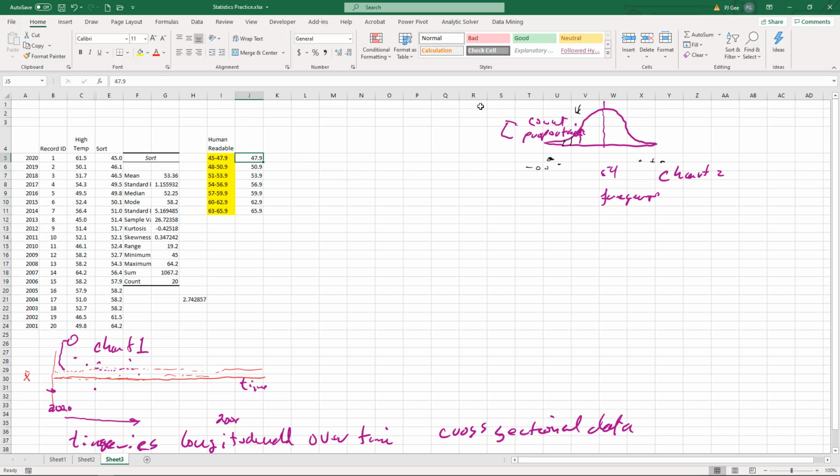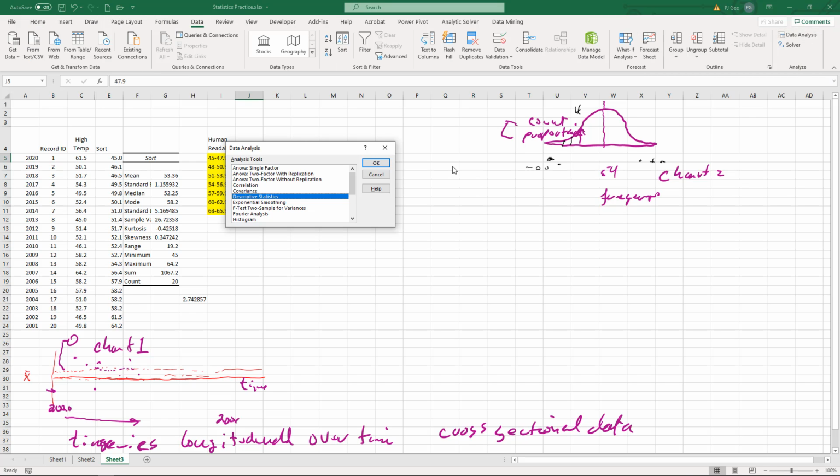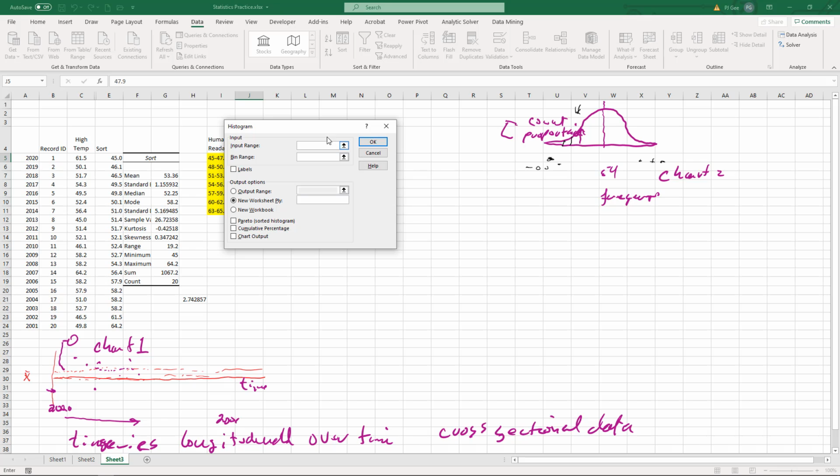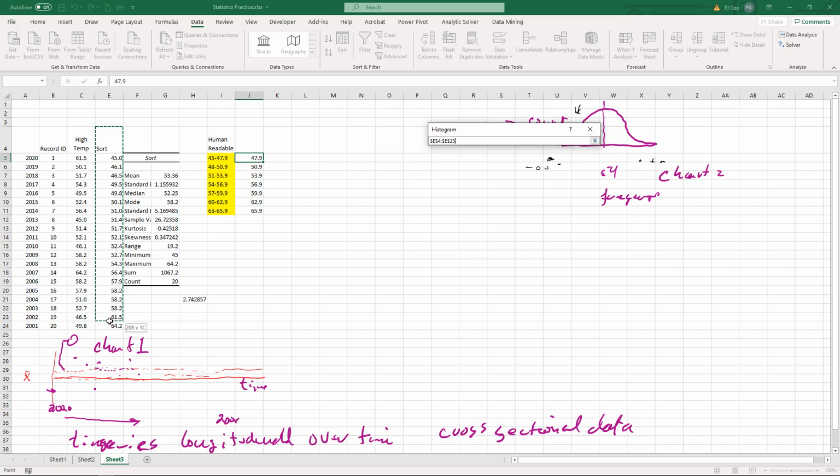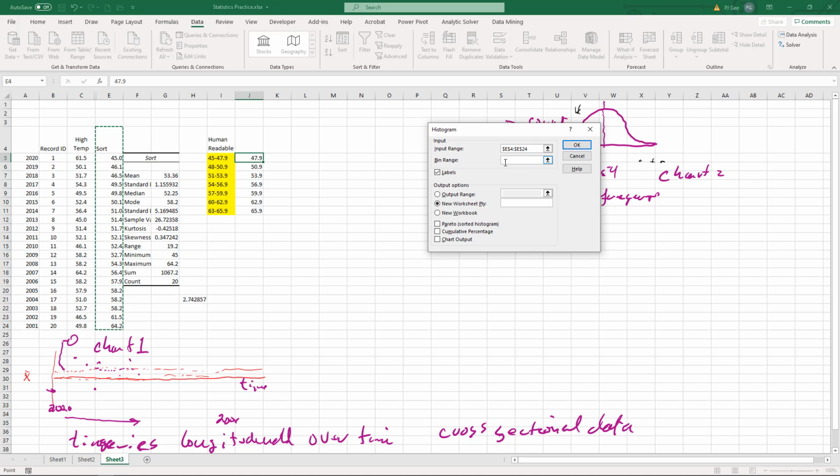Okay, so let's go ahead and do our data analysis in here. Let's go to data analysis, and we're going to do histogram right there. Let's fill this out. So the input range, I'm going to click labels on, because our columns do have headers. Our sorted data was here, and the bin range is technically right here. I think it's going to want headers in both of those, so I'm going to have to type a header in there.